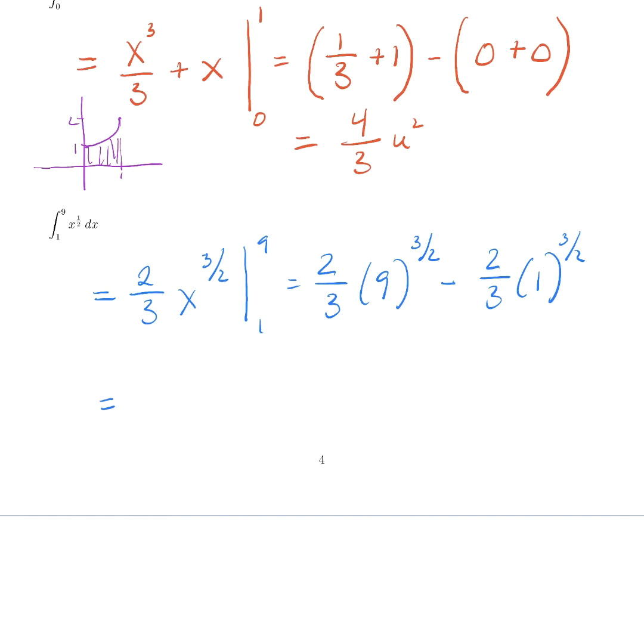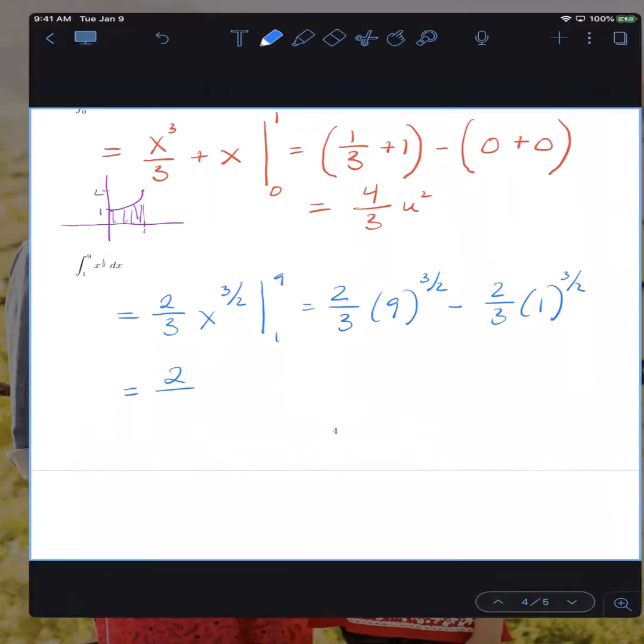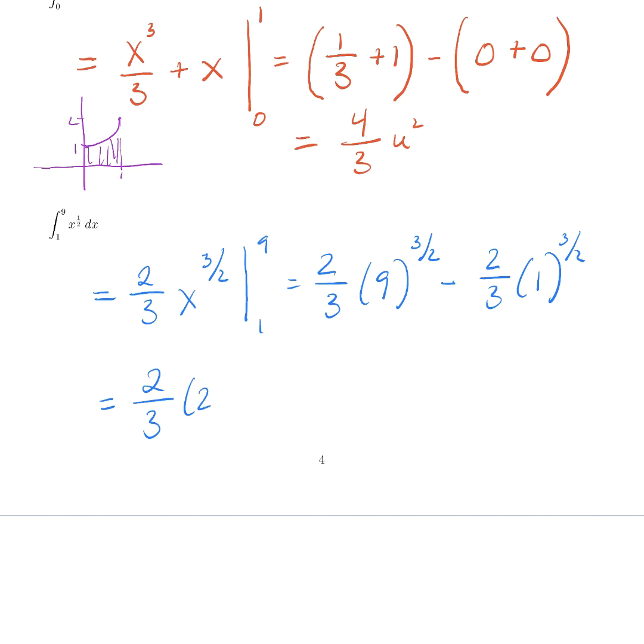And let's see, 9 to the 3/2. The square root of 9 is 3. So that's the square root of 9 raised to the third power. So 3 to the third power is 27. So that's 2/3 of 27 minus 2/3. Or we can think of this as 18 minus 2/3. So that looks like 17 and 1/3.